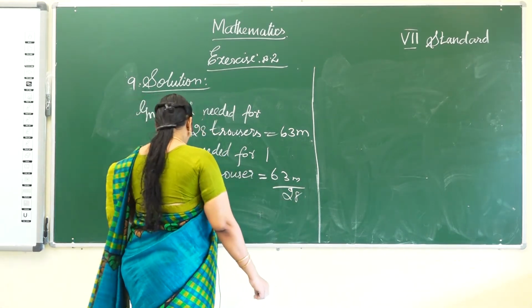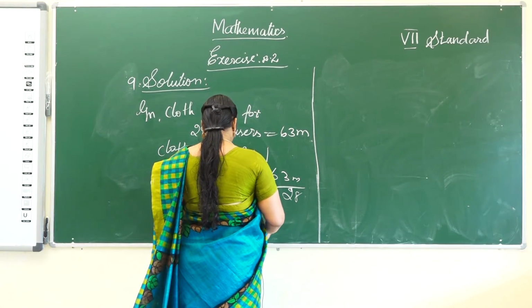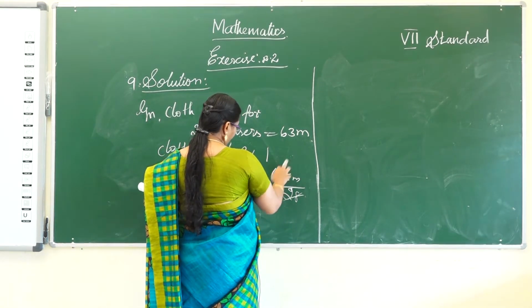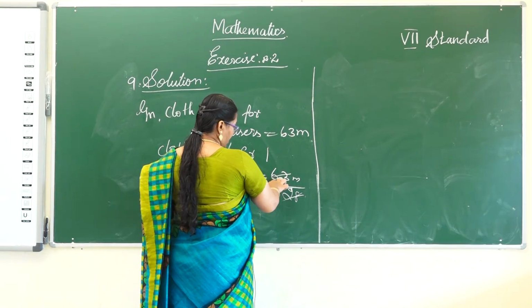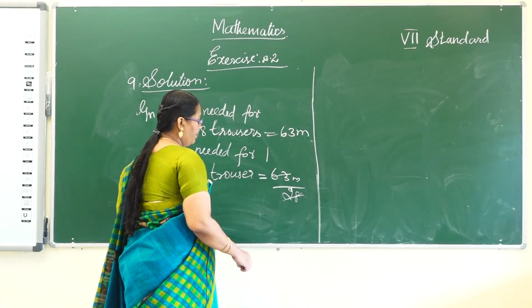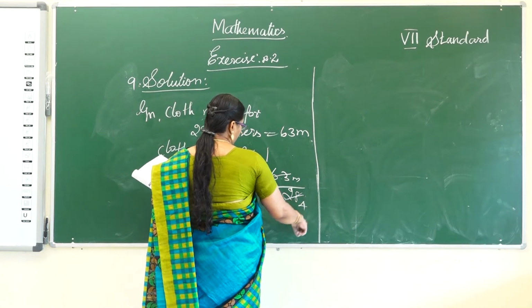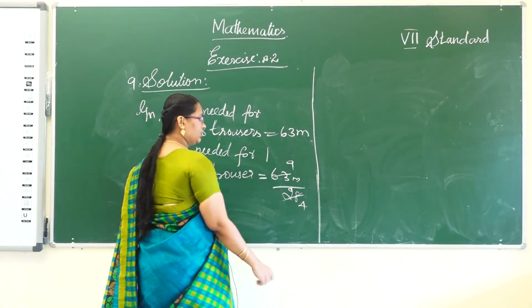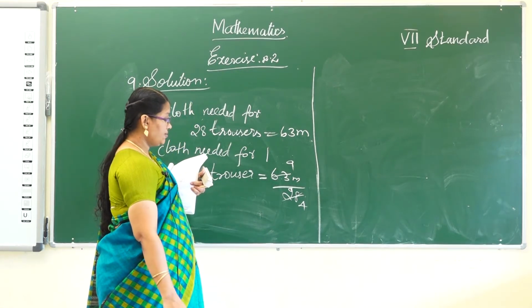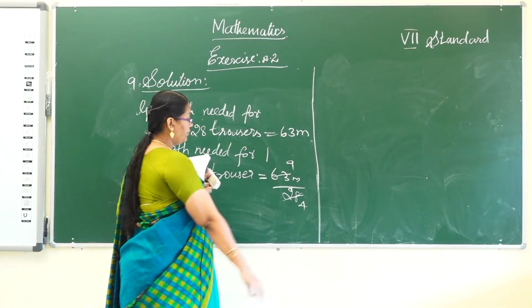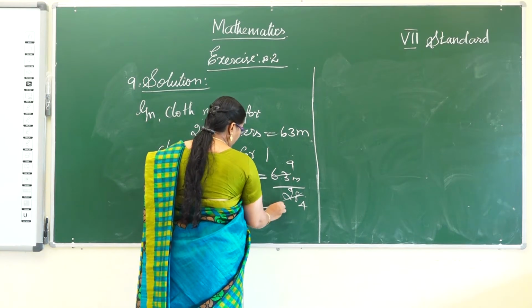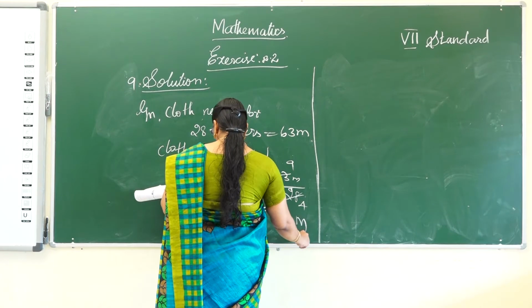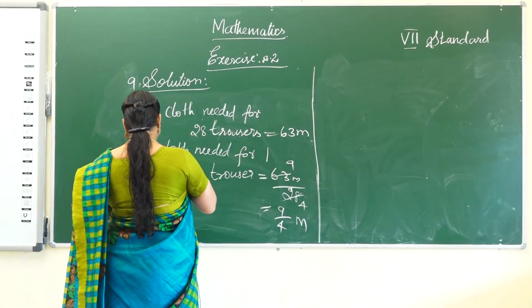Okay, 28. So it cancels in which table? 7 table, we can directly cancel, is it? 7 nines are 63, and then 7 fours are 28. So 9 by 4 meter.